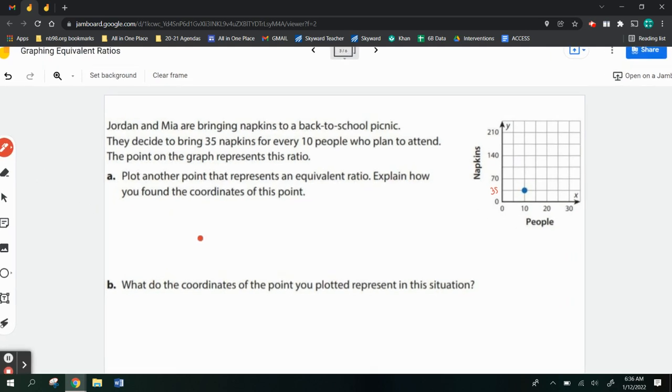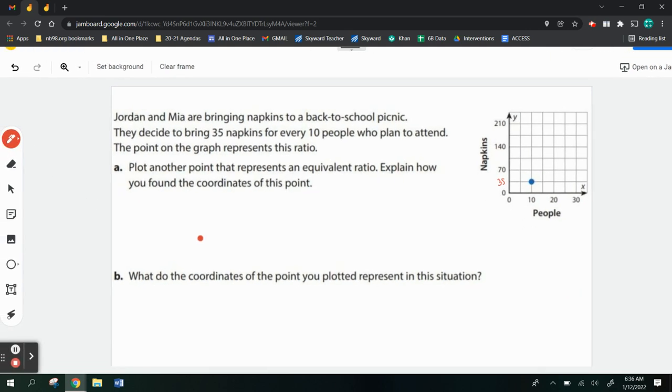We were just getting started on part A. Part A, plot another point that represents an equivalent ratio. Explain how you found the coordinates of this point. When it says plot another point, some of you may think, I'm just going to go over here and put a point. But that's not what it's asking. Remember, this is an equivalent ratio, so we want to keep it equivalent. So I'm going to use the ratio they give me.